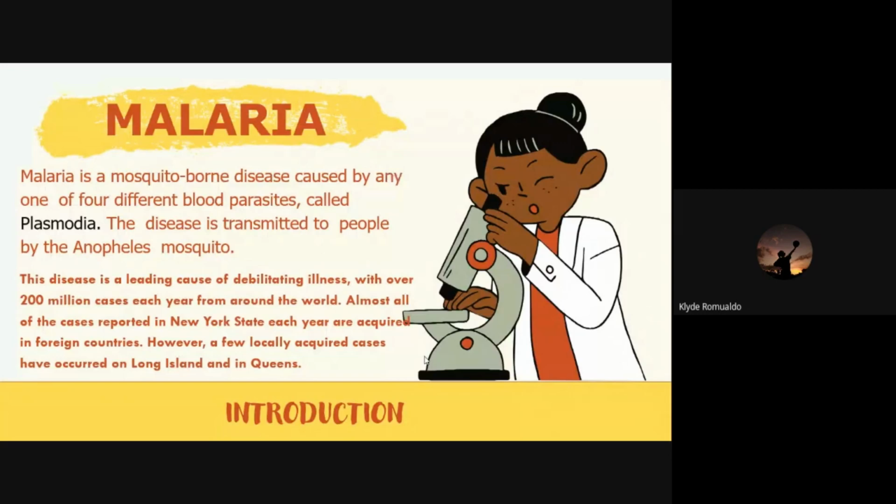So, malaria. Let me read to you about what is the meaning of malaria. Malaria is a mosquito-borne disease caused by any one of 4 different blood parasites called Plasmodium. The disease is transmitted to people by the Anopheles mosquito. This disease is a leading cause of debilitating illness, with over 200 million cases each year from around the world. Almost all of the cases reported in New York State each year are acquired in foreign countries. However, a few locally acquired cases have occurred on Long Island and in Queens.